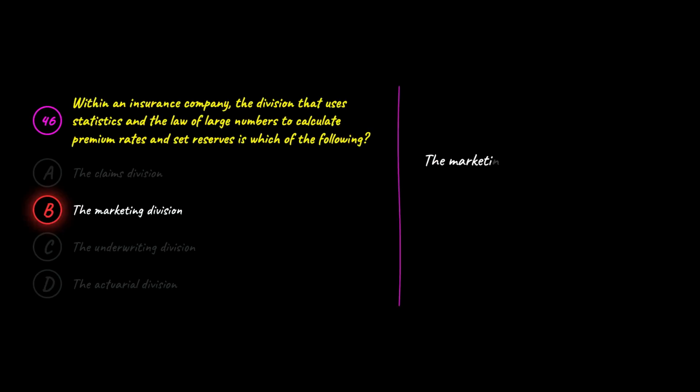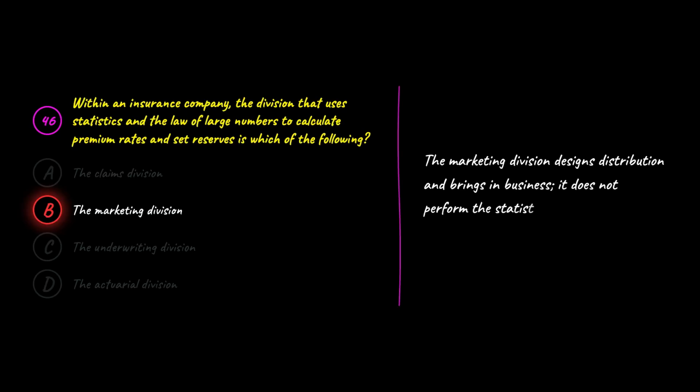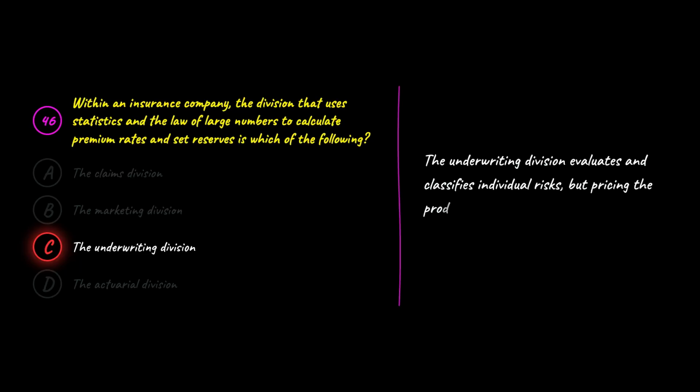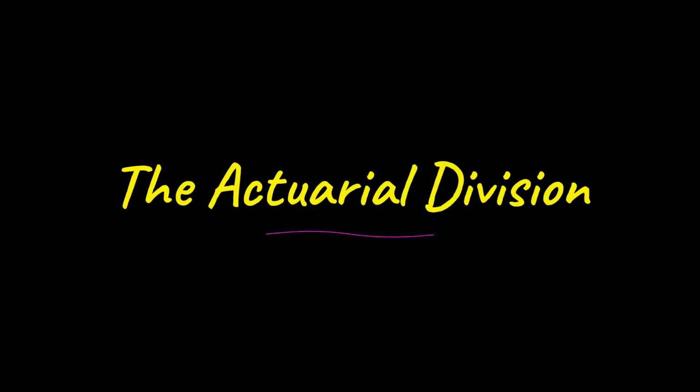B is wrong because the marketing division designs distribution and brings in business. It does not perform the statistical rate-setting work of the actuaries. C is wrong because the underwriting division evaluates and classifies individual risks, but pricing the product overall and setting reserves is the actuarial function.